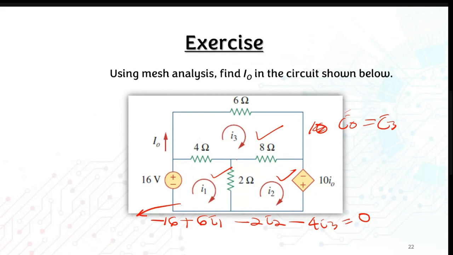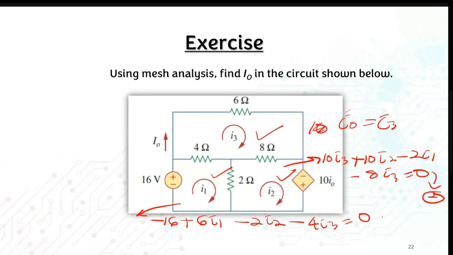And how about mesh 2? Mesh 2 obviously goes like this: 10I3, where I already replaced I naught with I3, plus 10I2 minus 2I1 minus 8I3 equal to 0. This is your second equation, and this is your first equation.